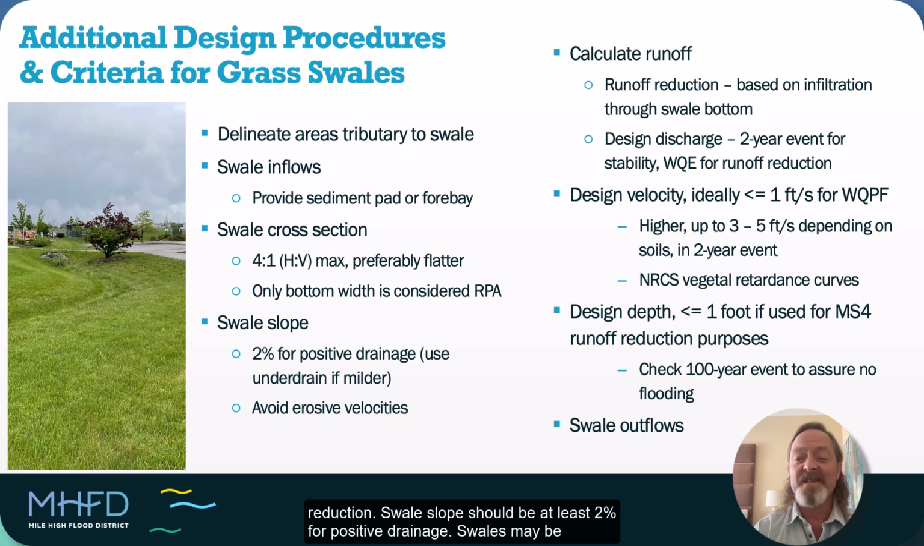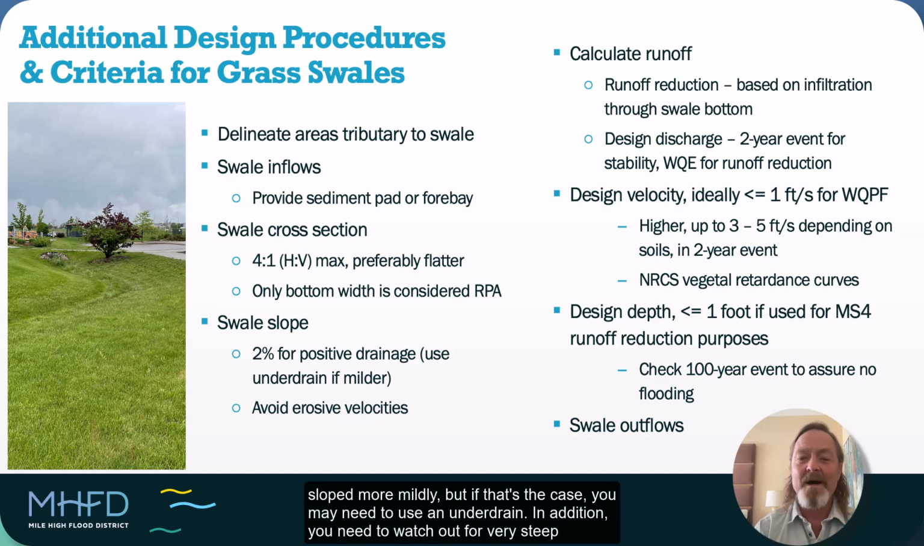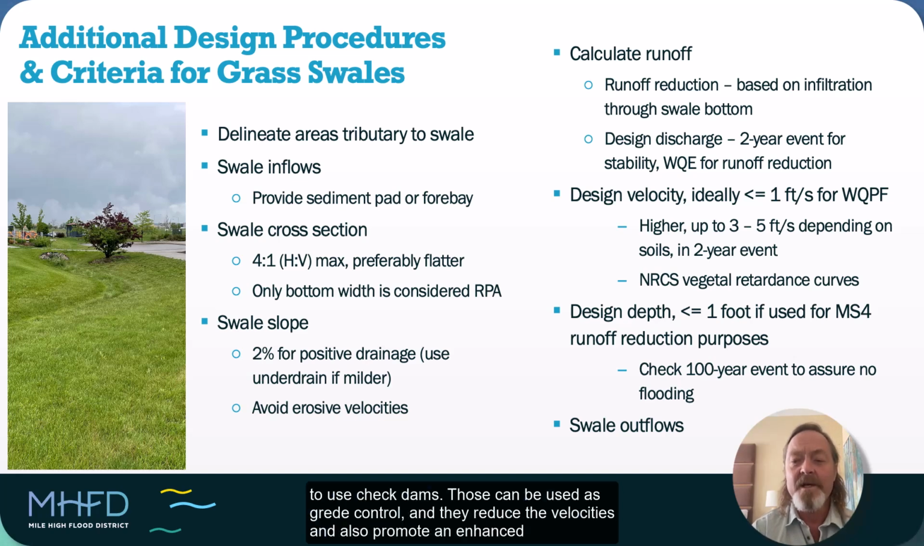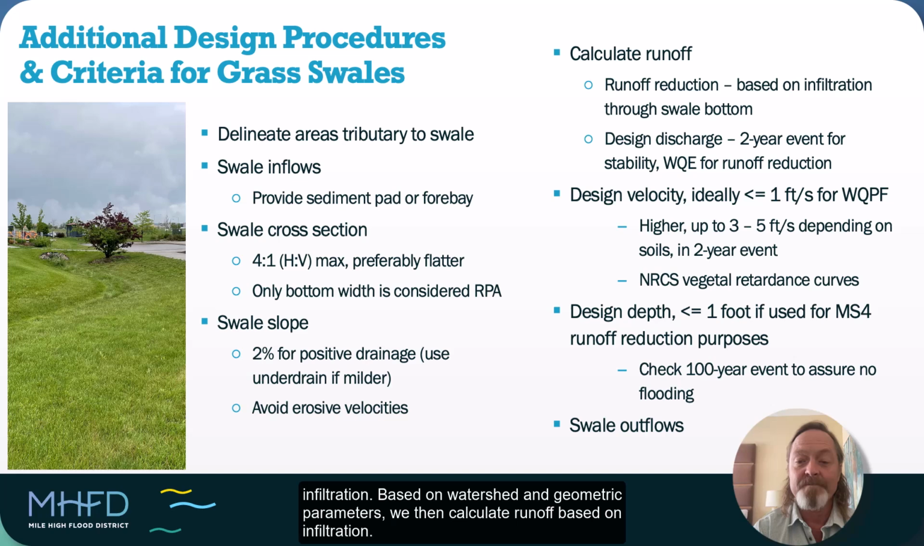Swale slopes should be at least 2% for positive drainage. Swales may be sloped more mildly, but if that's the case, you may need to use an underdrain. In addition, you need to watch out for very steep slopes for swales, because those can create erosive velocities. If you have steeper swales, you may want to use check dams. Those can be used as grade control, and they reduce the velocities and also promote and enhance infiltration.